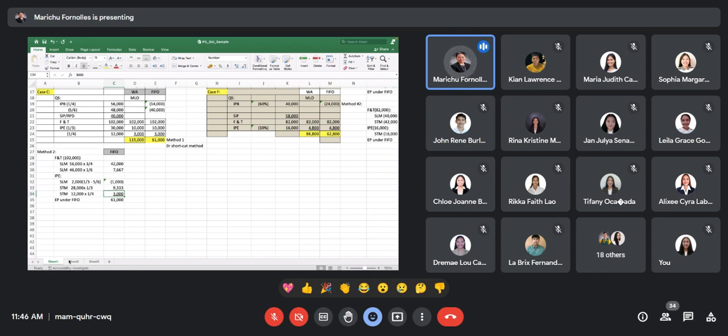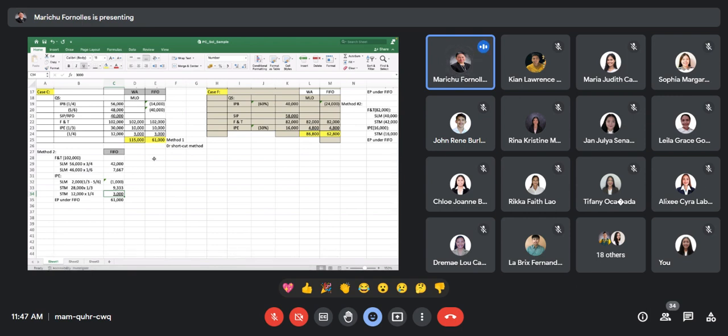process. So this exercise number 2 illustrates the calculation of the weighted average unit cost of materials, average unit cost of labor, and the average unit cost of overhead. And at the same time, we are also required to compute the unit cost of materials under first in, first out, the unit cost of labor under first in, first out, and the unit cost of overhead under first in, first out.